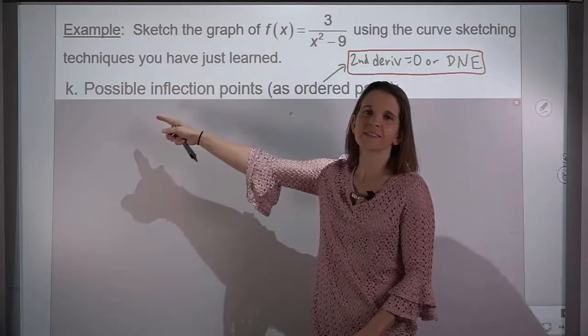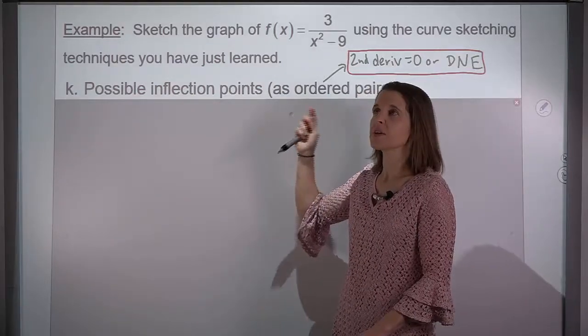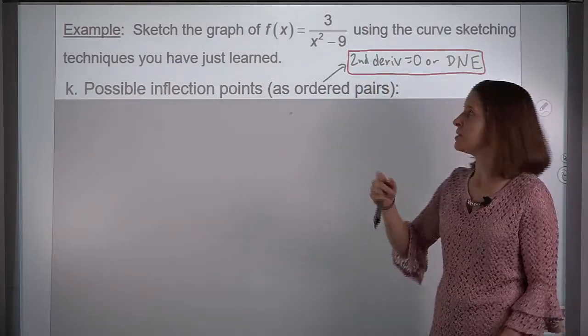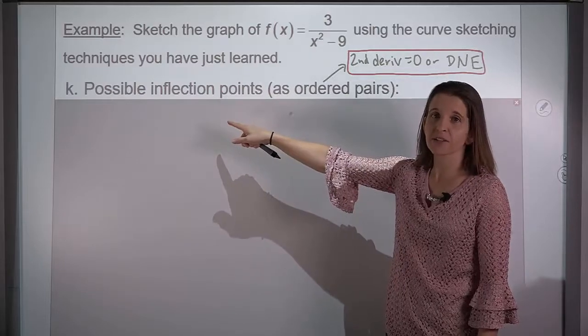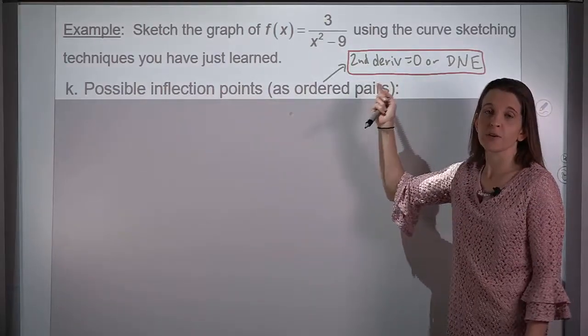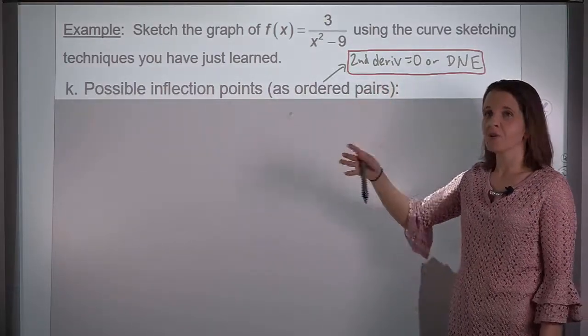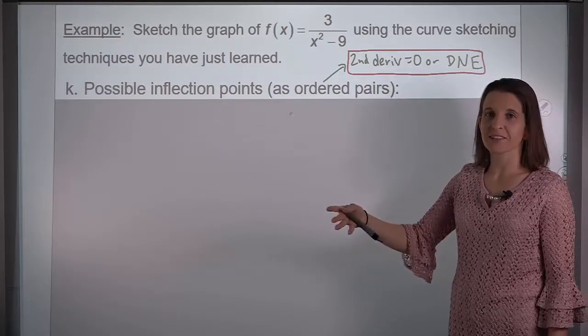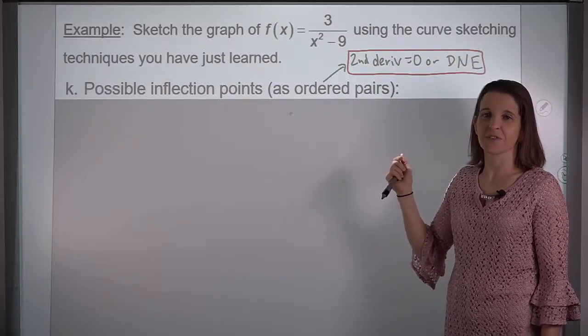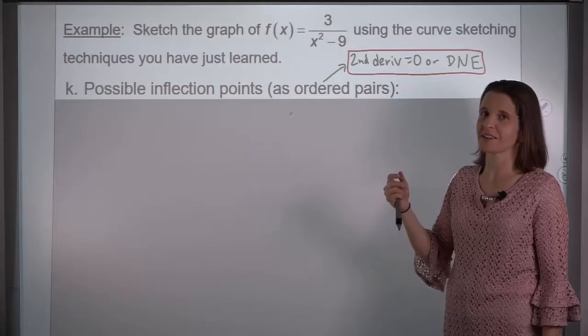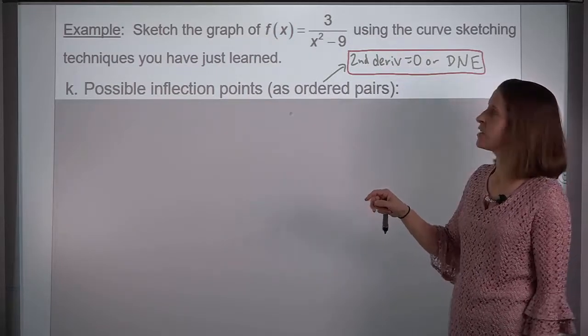But I want this still as a prompt for you because I want it to be one of those keyword items, that when you read possible inflection point, you think second derivative equal to 0 or does not exist, so that you know what your next step is. Your next step is, well, if I need to see when the second derivative equals 0 or doesn't exist, I better find a second derivative. And so that's what we're going to do here.